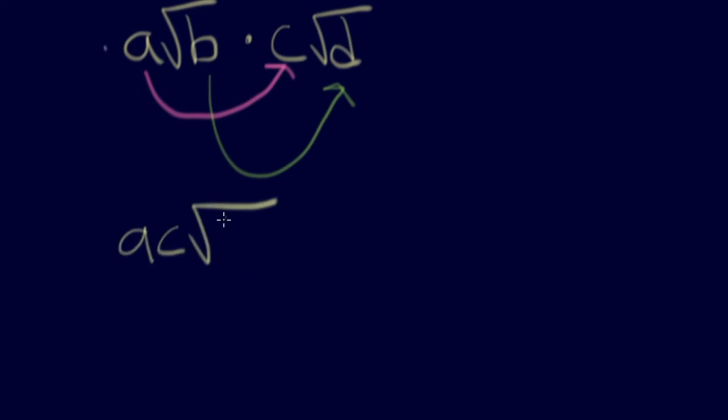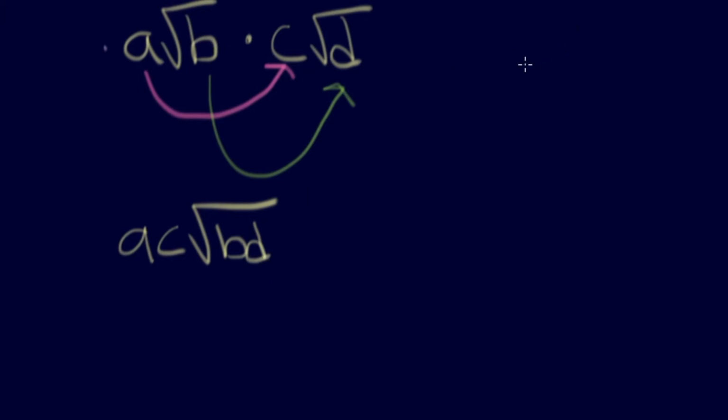Let's take a look at what the rule actually says. Let's use some letters to talk about the rule. I'm going to say a root b, don't get scared, times c root d. So what actually happens when we're doing this? Well, basically, the numbers outside multiply together, and the numbers inside multiply together. So that would give us ac root bd. Okay, so that's what's actually happening.